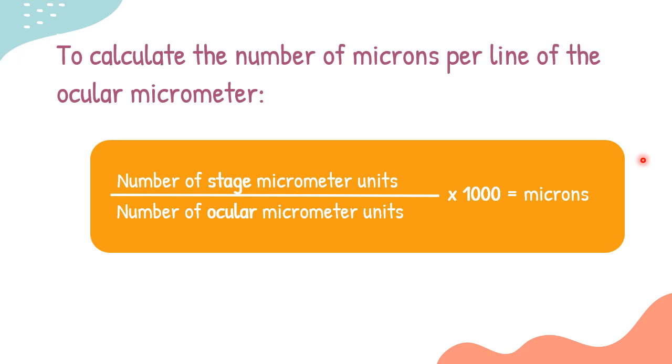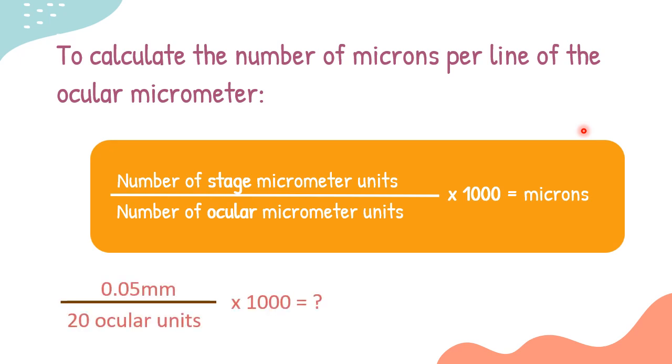So remember what we counted earlier. The stage micrometer was 0.05 millimeters divided by 20 ocular units times 1000. So please calculate that.